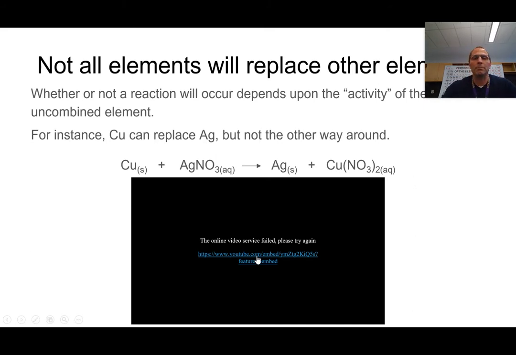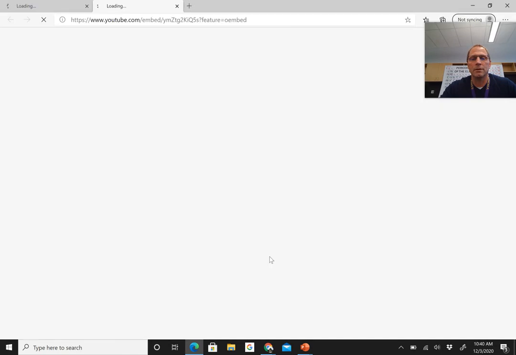I just have to pop up the video, but we're going to look at this. This copper is going to replace silver in the silver nitrate solution. Remember, aqueous means the solution, and what you're left with is a silver precipitate, which is a solid, and copper nitrate solution. So I'm going to go ahead and show you the demo.